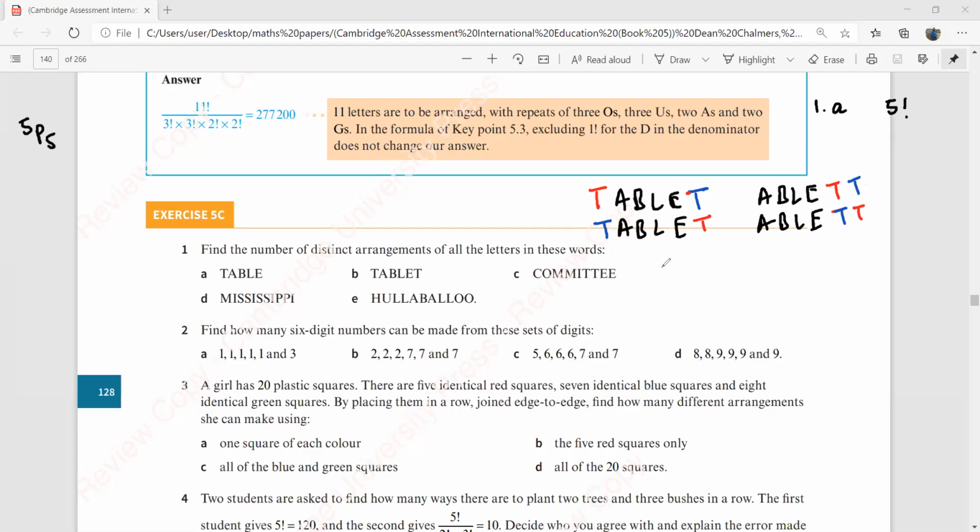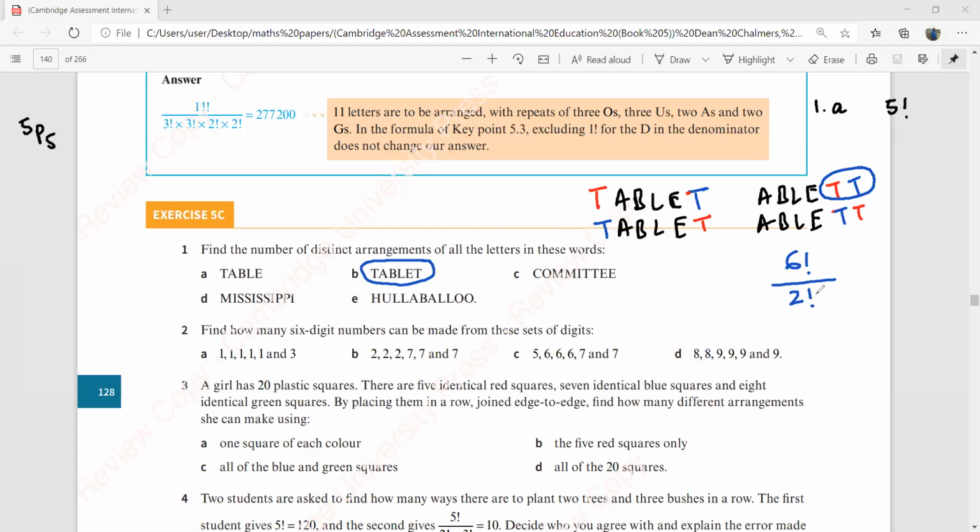So therefore, when you find this 6 factorial, you will have to divide it by 2 factorial because of these 2 same letters. They are of the same colors, these are same letters. Just to make you clear, I have colored them differently. So because of the 2 T's, you will have to divide it by 2 factorial.